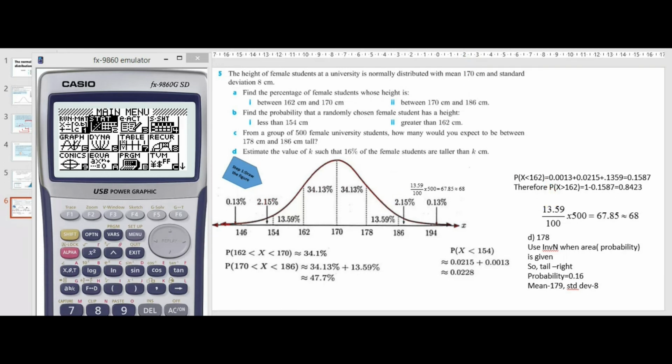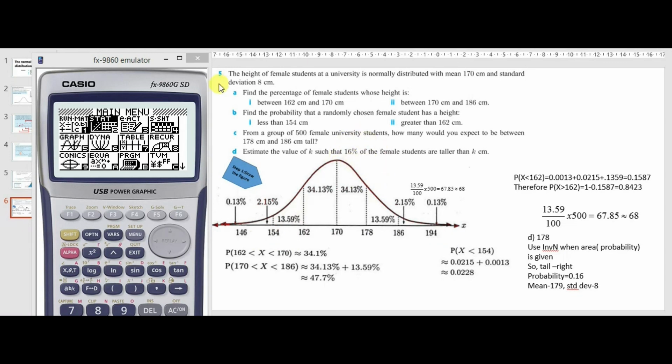Now let's look at 5D. Estimate the value of K such that 16% of the student population are taller than K centimeters. So here the area is given to us. So the area under the curve is given to us. Try to understand the scenario. The area under the curve is given to us, and we have to find out this value now, these values which were given to us before. Now we have to find out for what value 16% of the students would come under the bell curve.